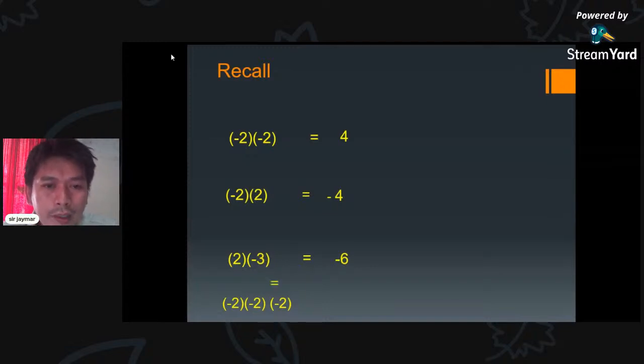When it comes to the exponent, if the exponent is an odd number, like 3, the base of negative 2 is multiplied 3 times, so the answer is a negative number. That is why it is negative 8.